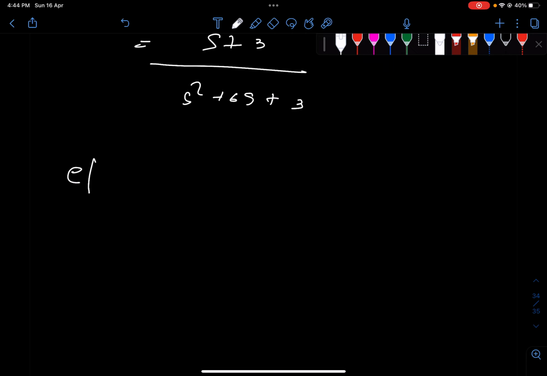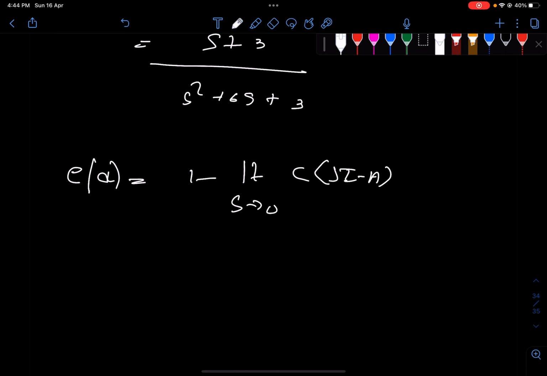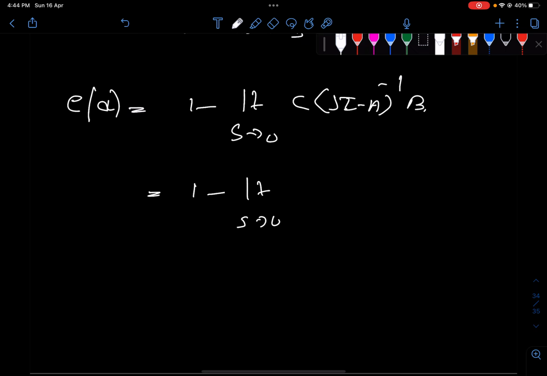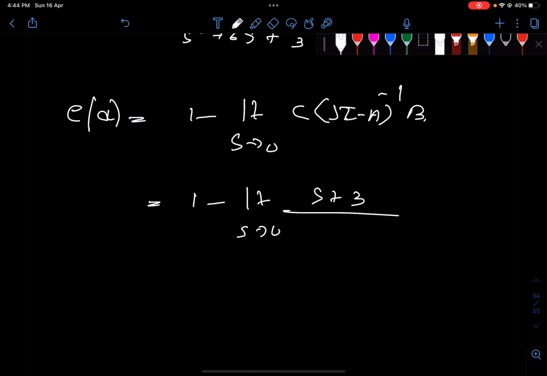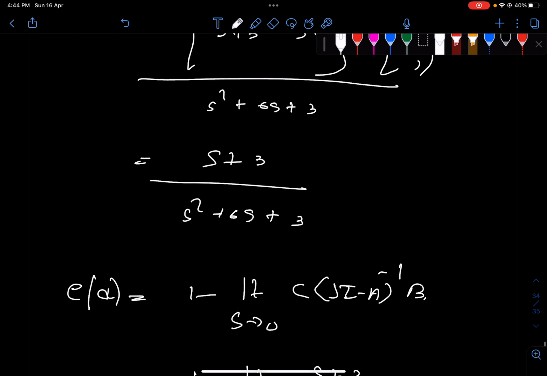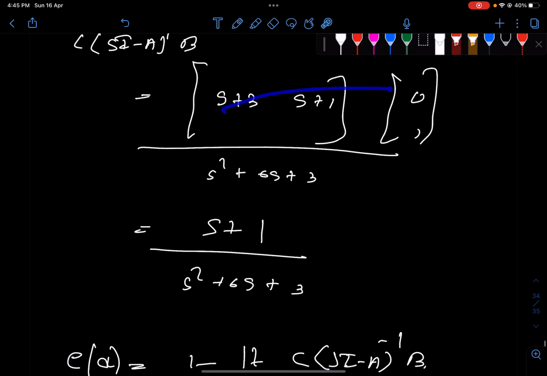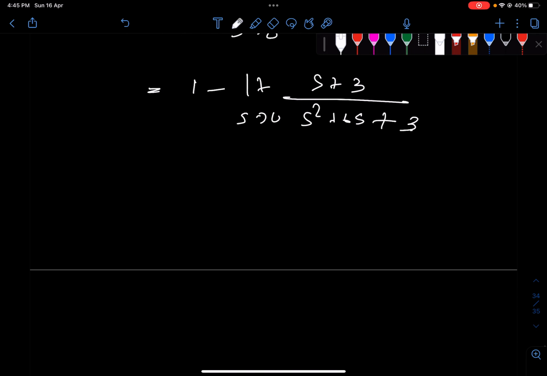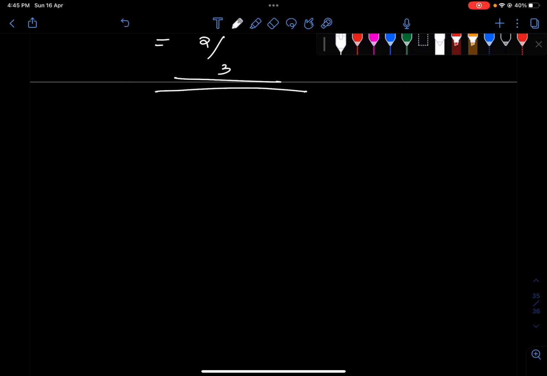So our E at infinity is nothing but limit s tends to 0 of C (sI minus A) the whole inverse B. So that is 1 minus limit s tends to 0 of (s plus 3) divided by s square plus 6s plus 3. Sorry, here it is 1, right? Because s plus 3 will become 0, then s plus 1. Now you put s equal to 0, this will be 1 by 3. So the answer is 2 by 3. So the example is completed.